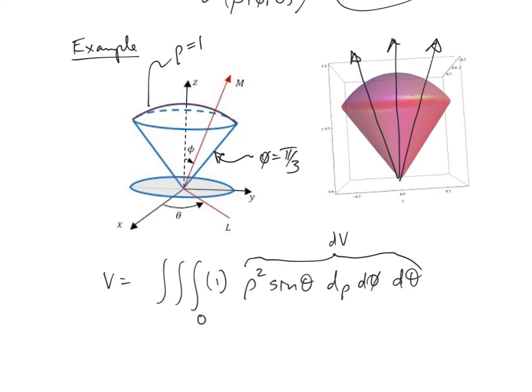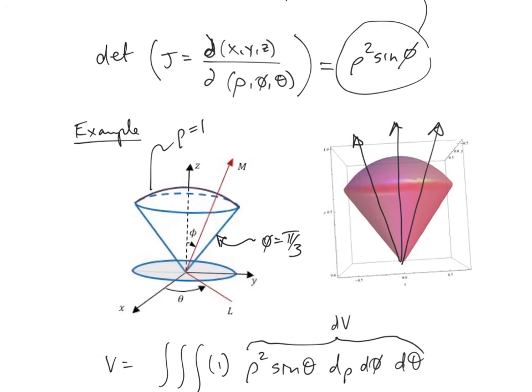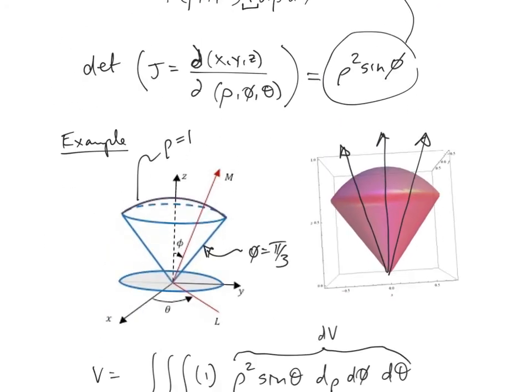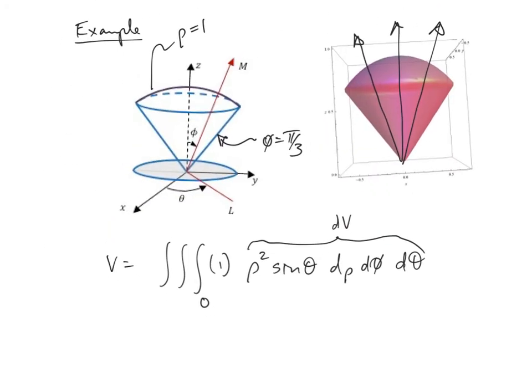Yes, sir. Sorry, yes, ma'am. You said up above that dV is sine phi? Yeah, exactly, thank you. I screwed up. I think I said phi and I wrote theta. Or maybe not. Thank you. Rho squared sine phi.